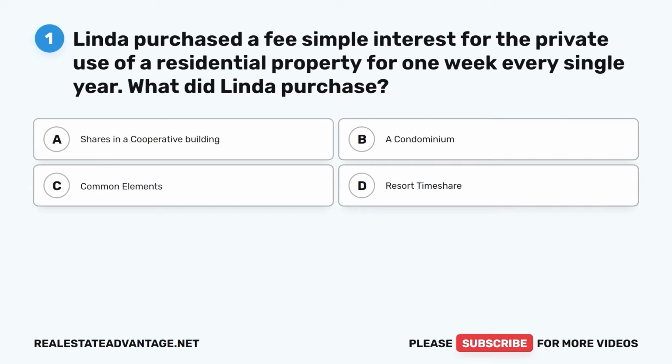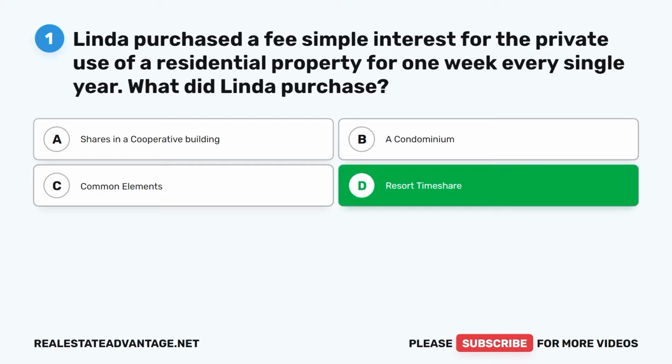Question 1. Linda purchased a fee simple interest for the private use of a residential property for 1 week every single year. What did Linda purchase? A. Shares in a cooperative building. B. A condominium. C. Common elements. D. Resort timeshare. The correct answer is D. Resort timeshare.